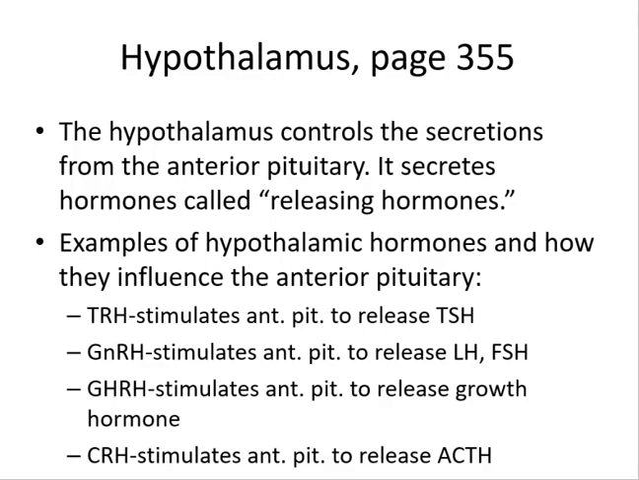The hypothalamus controls secretions from the anterior pituitary. It secretes hormones called the releasing hormones. On the bottom of the slide are some examples of hypothalamic hormones and how they influence the anterior pituitary gland. First off is TRH, which is the thyrotropin releasing hormone. It stimulates the anterior pituitary to release TSH, which is the thyroid stimulating hormone. It also does the gonadotropin releasing hormone, which stimulates the anterior pituitary to release LH, which is the luteinizing hormone, and FSH, which is the follicle stimulating hormone.